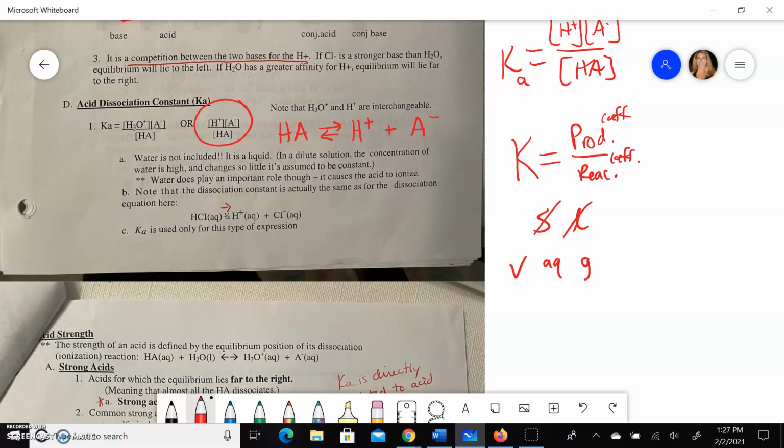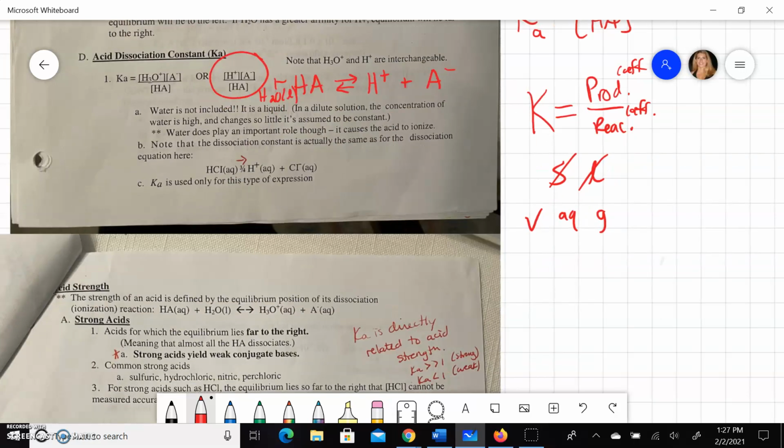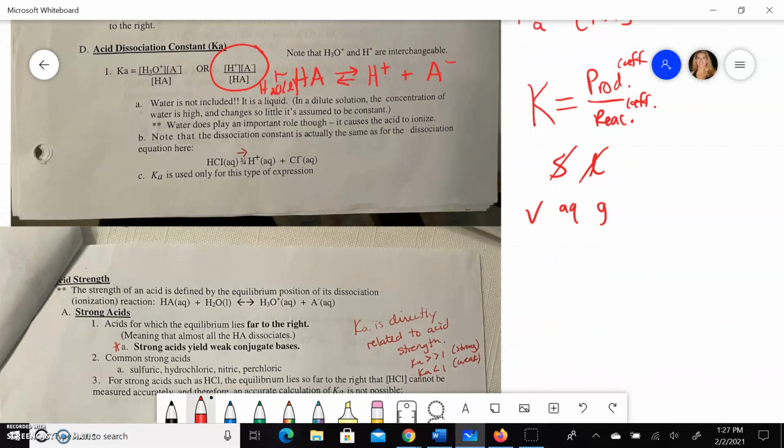Notice that water is not included in this reaction, even though you could write it. You could write that this is plus H2O liquid right here. But remember, we don't include liquids in the equilibrium expressions. But we do have to have water. It does play an important role because it causes the acid to break apart and ionize. So if you didn't have the water, then it wouldn't do its job.